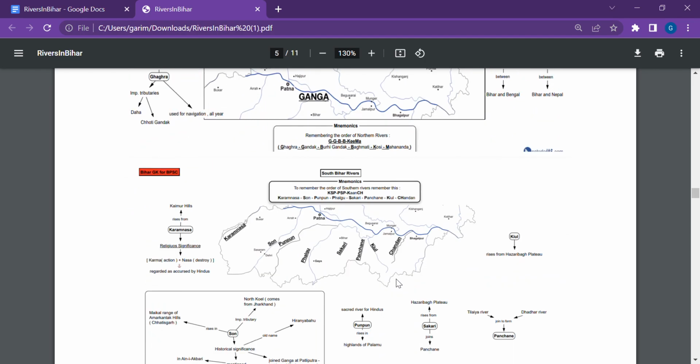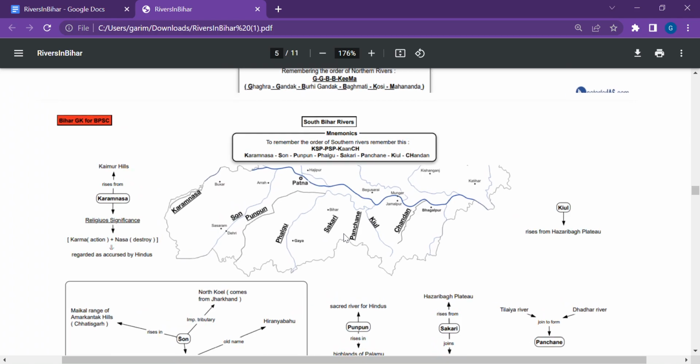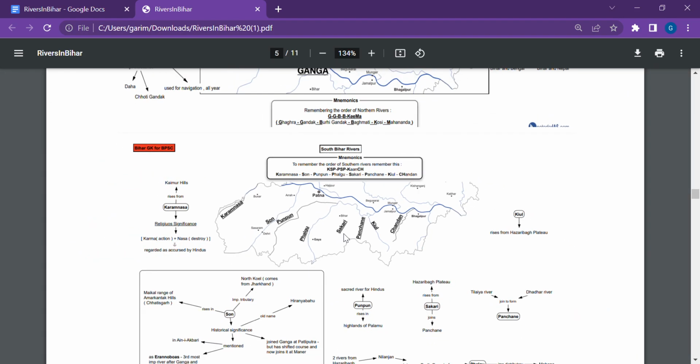Now if we come to the southern side of Bihar, the main important rivers are Karmnasa, Son, Punpun, Falgu, Sakari and Panchane, Kyul, Chandan. The mnemonic used is KSP, PSP, Kanch. KSP, PSP, Kanch. So Karmnasa, Son, Punpun, Falgu, Sakri, Panchane, Kyul, Chandan.